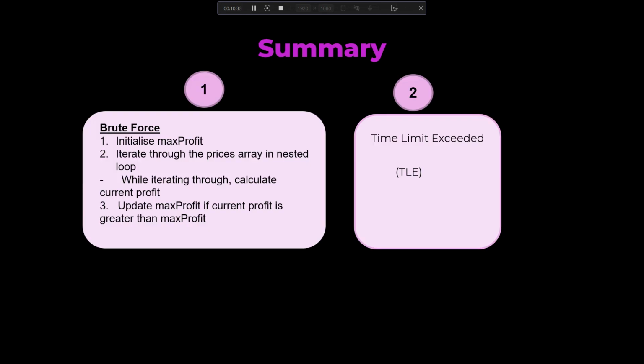So in summary, there are two key things that we've learned from this video. First, we learned about the brute force approach, which has 3 steps. First, we initialize the max profit, and then we iterate through the array in a nested for loop and calculate the current profit. In step 3, we update the max profit if the current profit is greater than max profit. We also learned the terminology time limit exceeded, TLE, and the reasons behind it for our algorithm.